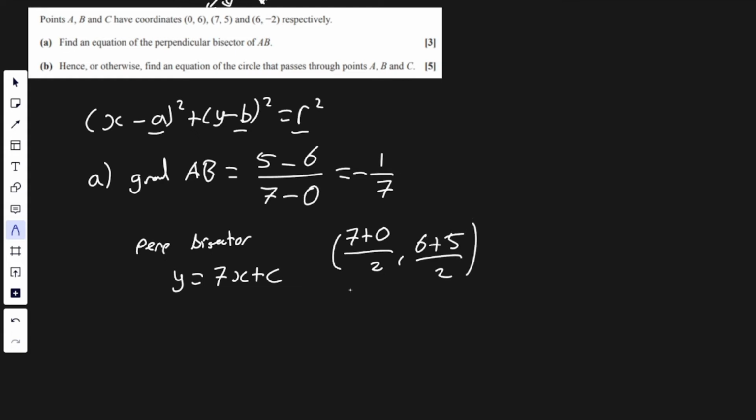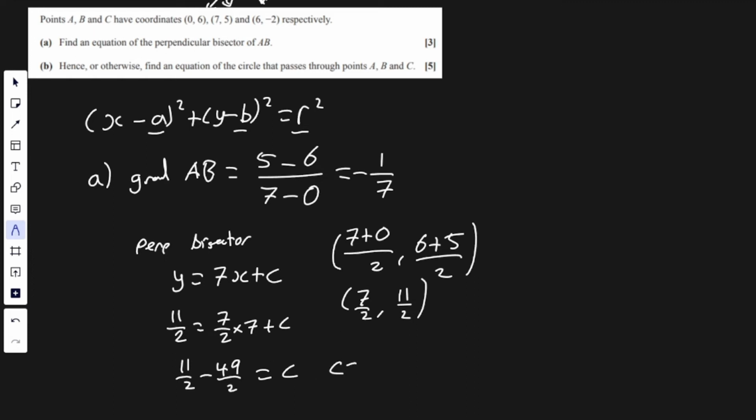Like this, giving us 7 over 2, 11 over 2. Subbing that in, we get 11 over 2 equals 7 over 2 times 7 plus c. That's going to give me 11 over 2 minus 49 over 2 equals c. And to finish off, we can just put this in the calculator, giving me c as minus 19. So y equals 7x minus 19.